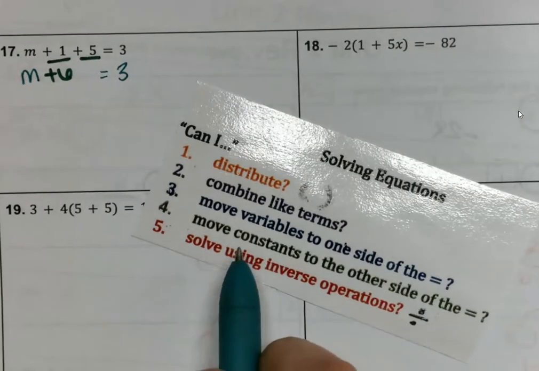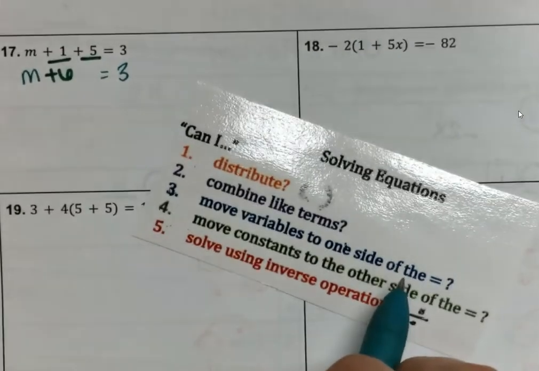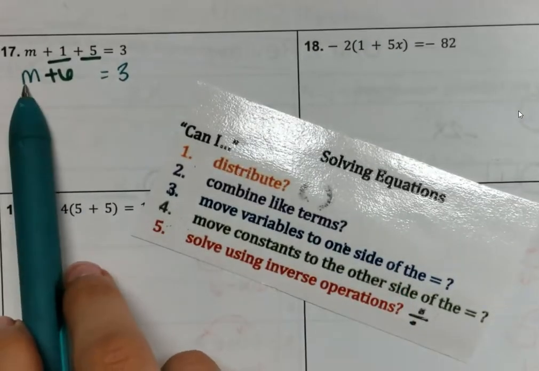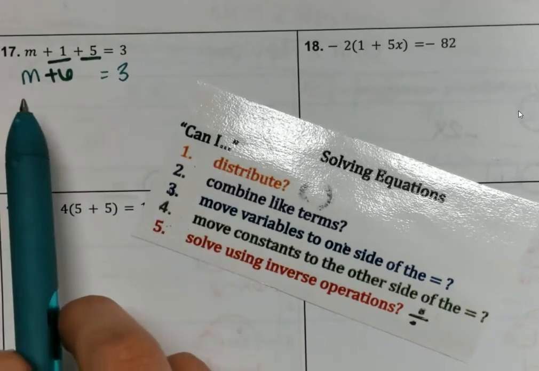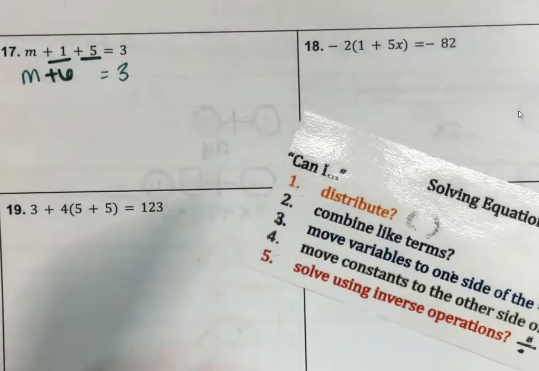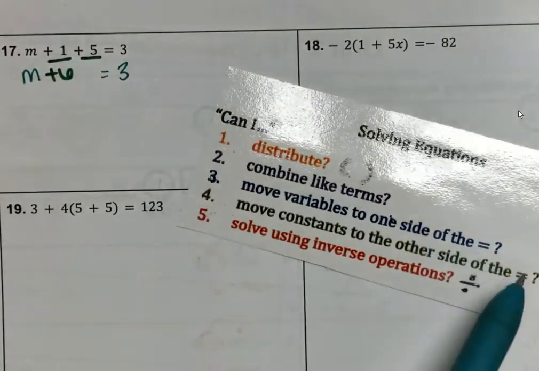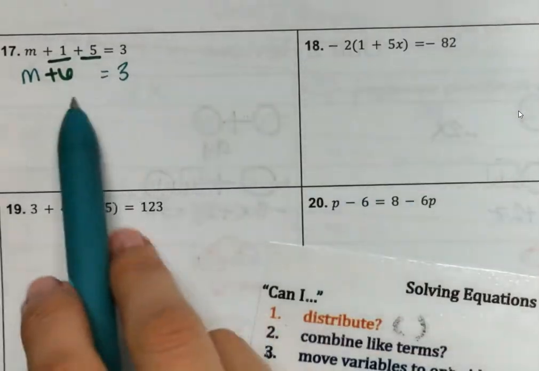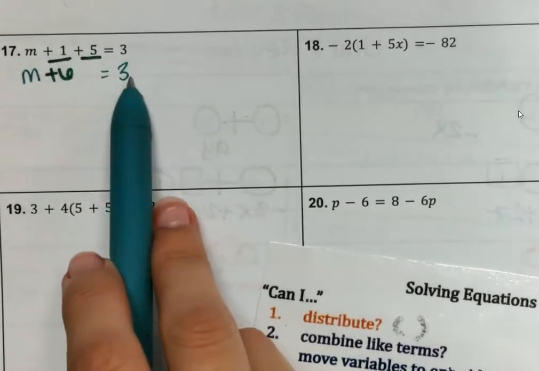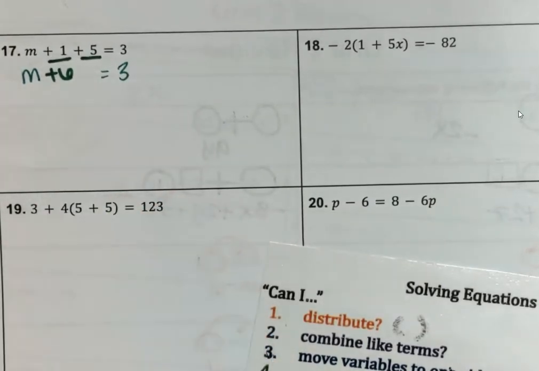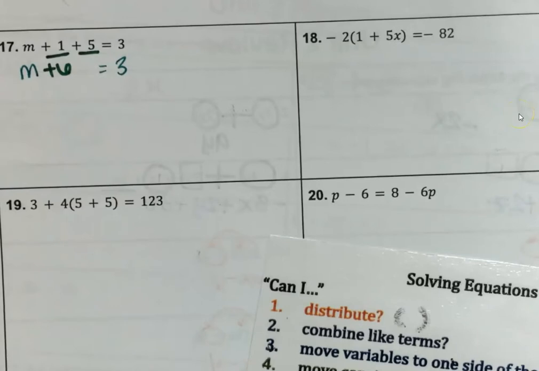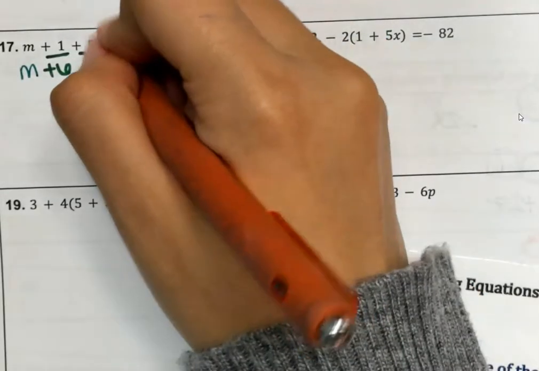Step 3 says, can I move variables to one side of the equal sign? Well, I just have one variable, so I don't have to move it because it's already on one side of the equal sign. Step 4, move constants to the other side of the equal sign. Well, yeah, I can get this 6 to be combined with this regular 3, but they're on opposite sides of my equal sign, which means I have to use inverse operations.